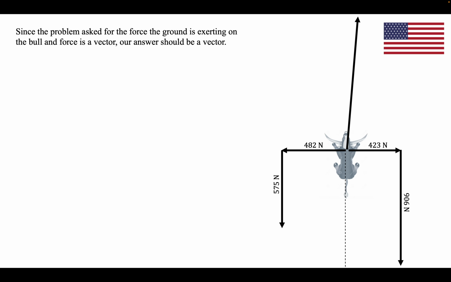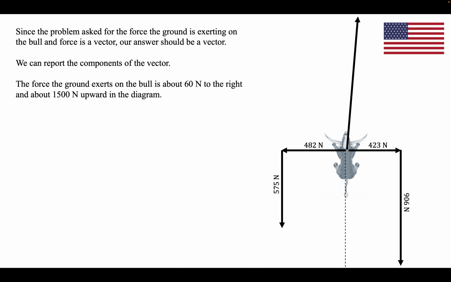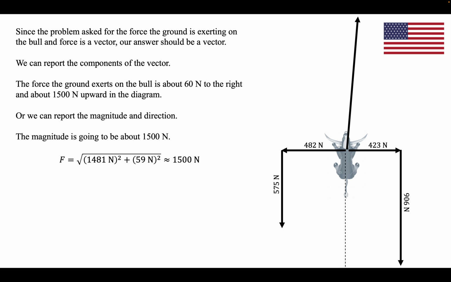The problem asks for the force the ground is exerting on the bull. It's a vector. Our answer should be a vector. We can report the components: about 60 newtons to the right and about 1500 upwards. We can calculate the magnitude and the direction. The magnitude is going to be about 1500. We can use the Pythagorean theorem. And that's what it is.